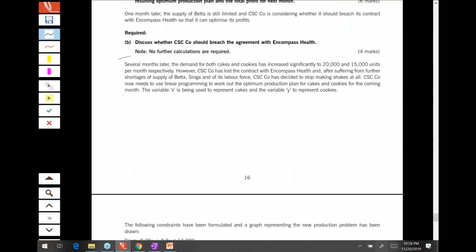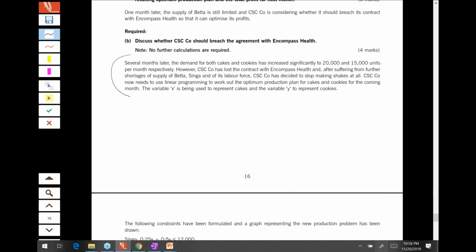Let's start with this P part. Several months later, the demand for both cakes and cookies has increased significantly to 20,000 and 15,000 per month. So there are two products, cakes and cookies, right? So these are the products.